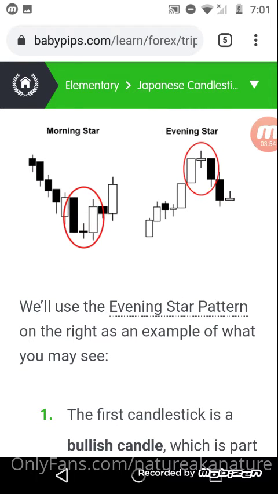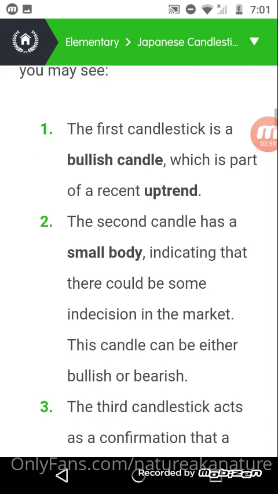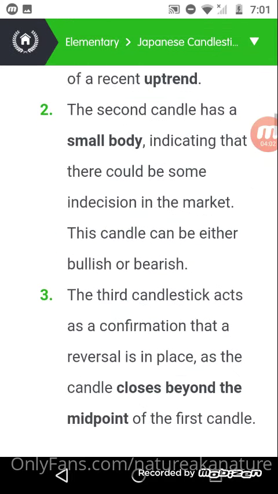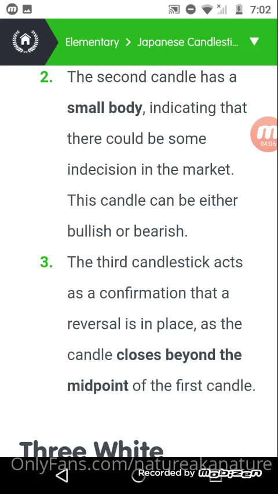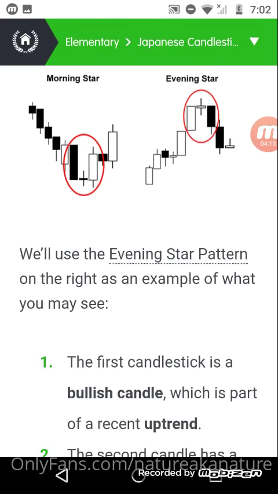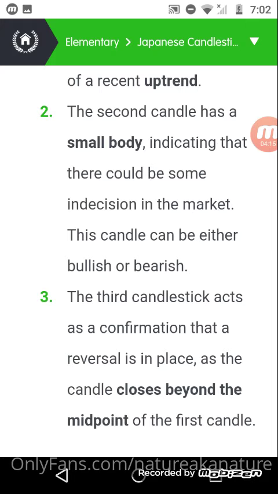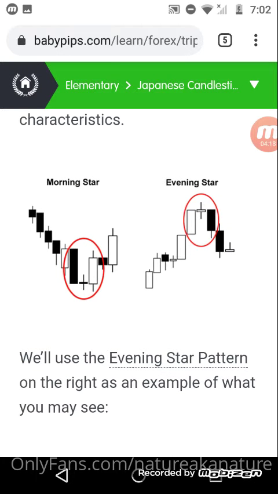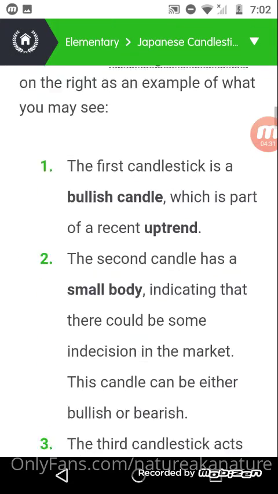So it closed beyond the midpoint of the first bullish candlestick. It did close beyond the midpoint of the first candlestick. So this is an evening star pattern. The first candlestick will be bullish. The second candlestick will be a doji or some type of indecision, and the third candlestick will be a bearish candlestick. When you see these three form like that, it's an evening star. Evening star is a reversal. It's a candlestick reversal for a downtrend.